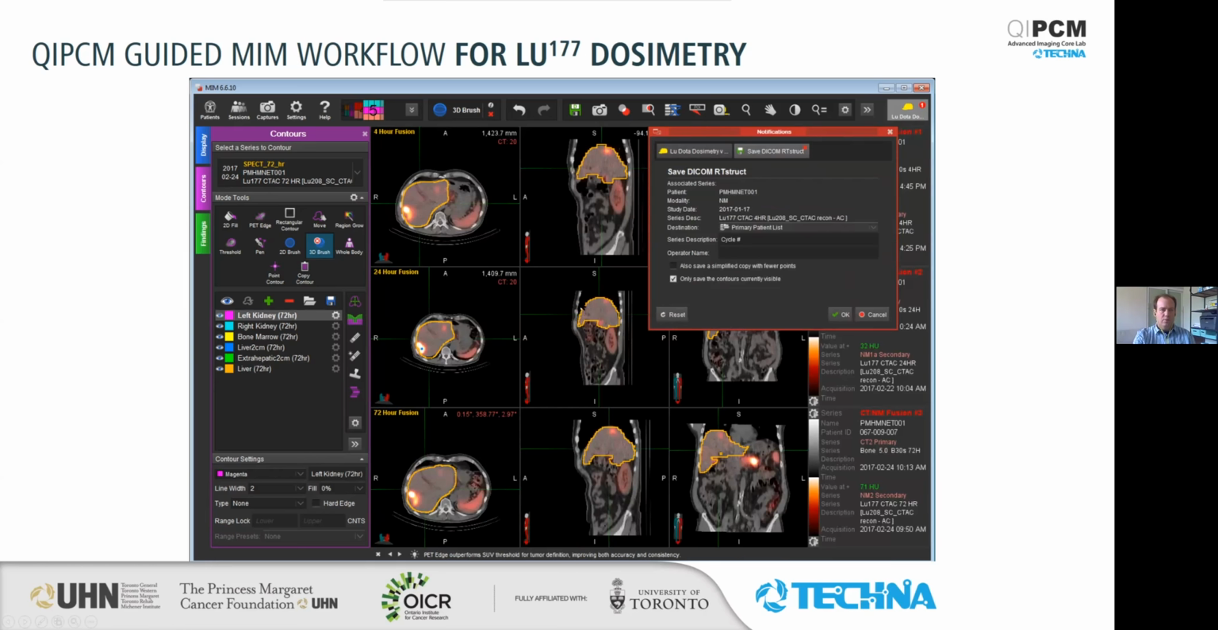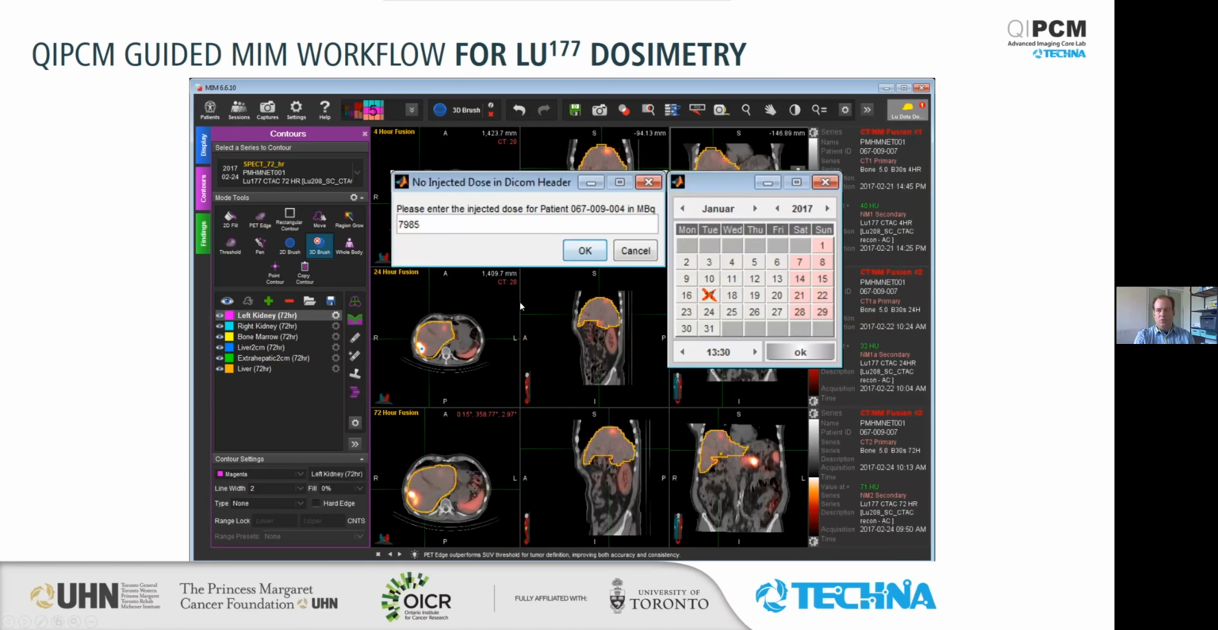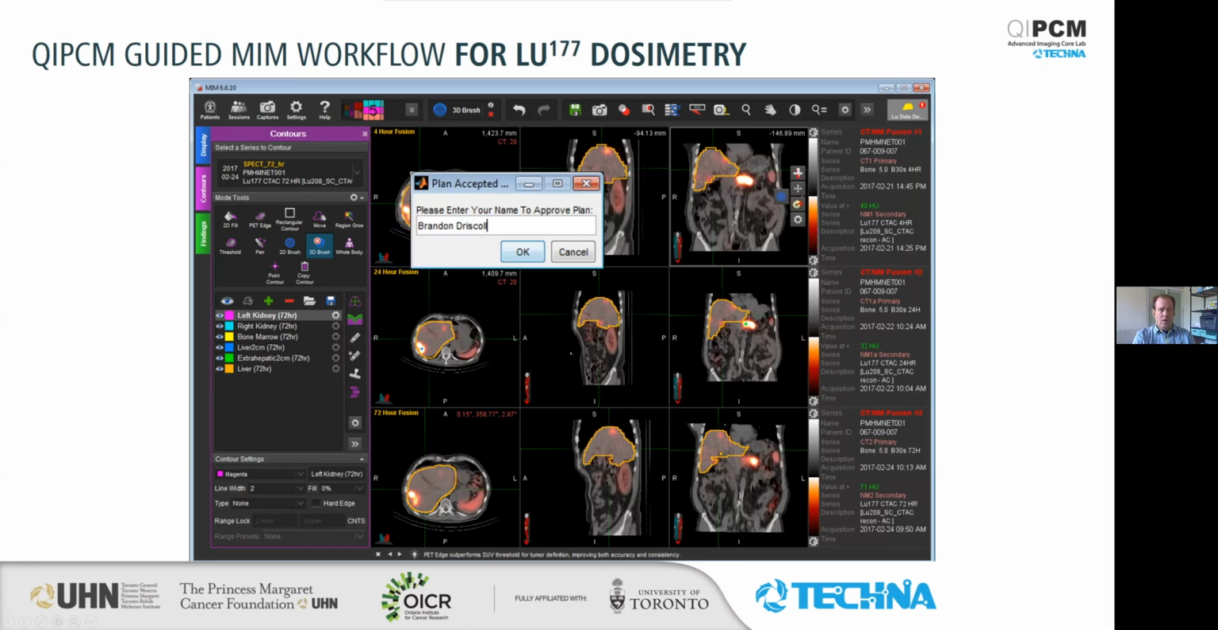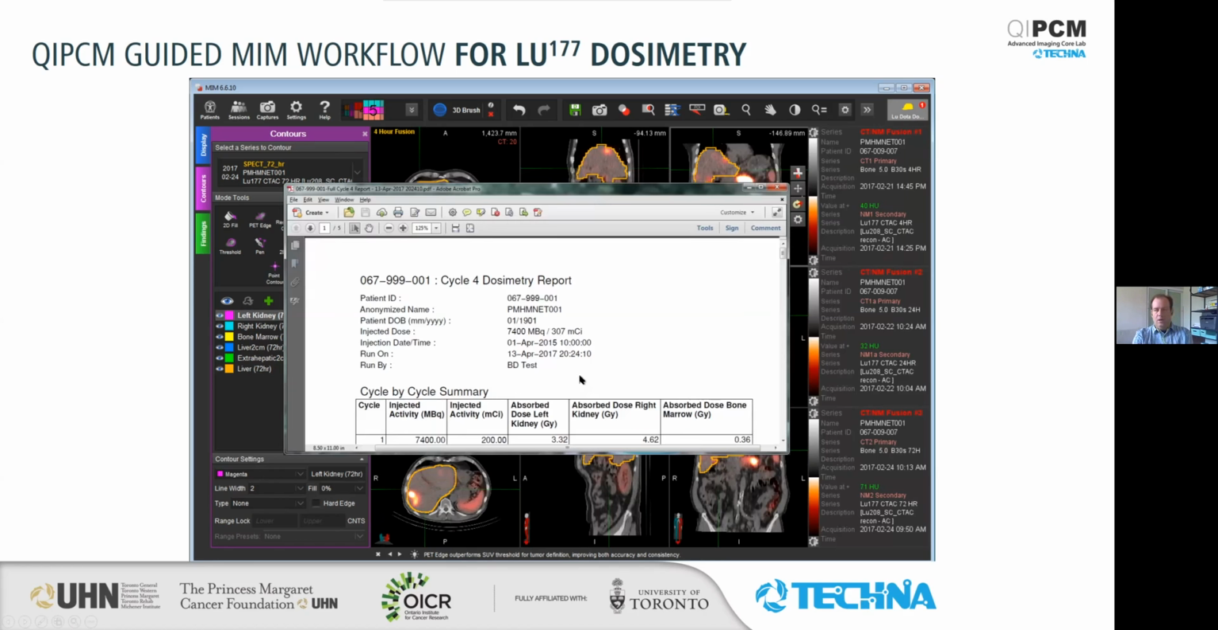They save the contours as well, and then it's passed over to the radiation oncologist. The radiation oncologist will then enter all the dose information, so how much the patient had injected, on what time and date, as well as their name, and then they'll run the plan. And MIRD-based dosimetry will then be applied to each of these tumors to determine how much dose was received, and they'll get a nice dosimetry report.